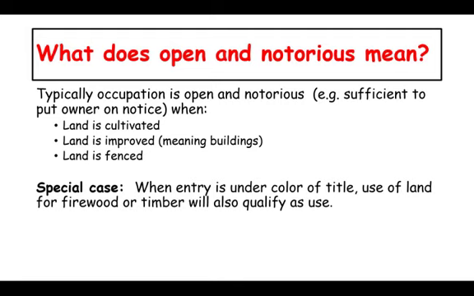And I just want to highlight that the special case, this is actually in the statute, when entry is under color of title, which we'll talk about in a minute, then harvesting firewood or timber on the land will also qualify as a use that is open and notorious. Whereas it might be an open question in the run-of-the-mill adverse possession case, when entry is under color of title, and again, we'll talk about what that means in a minute, the use of land for firewood or timber will also qualify as use.